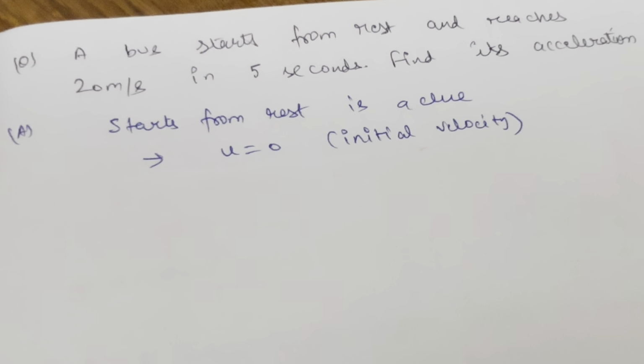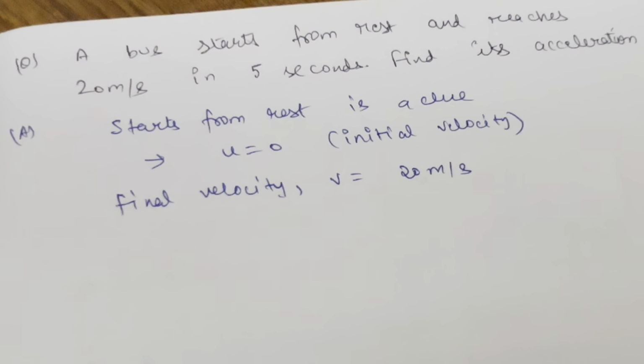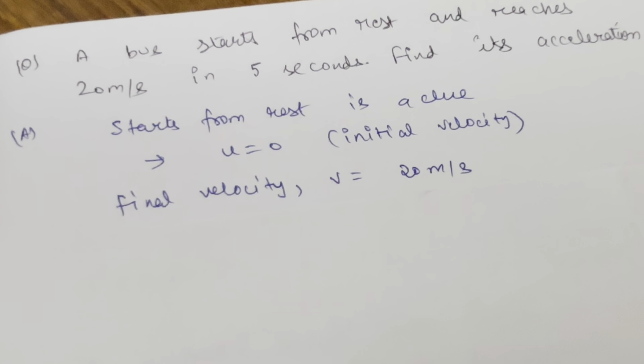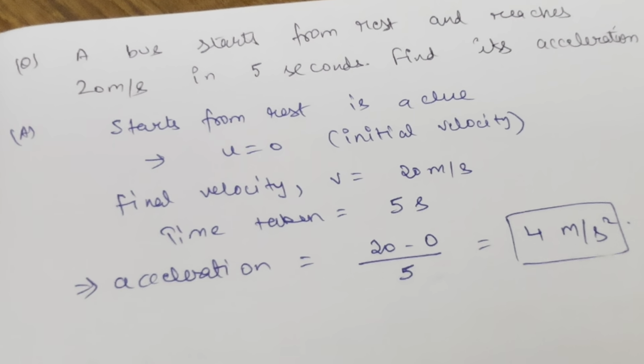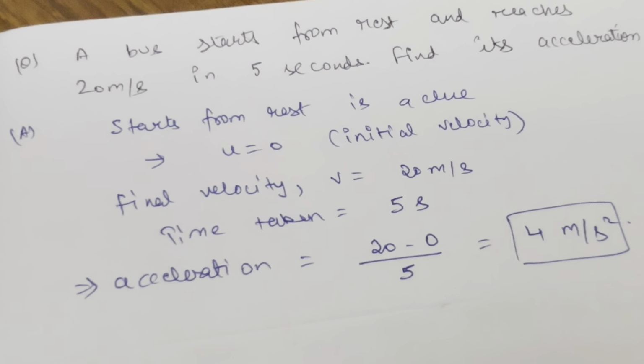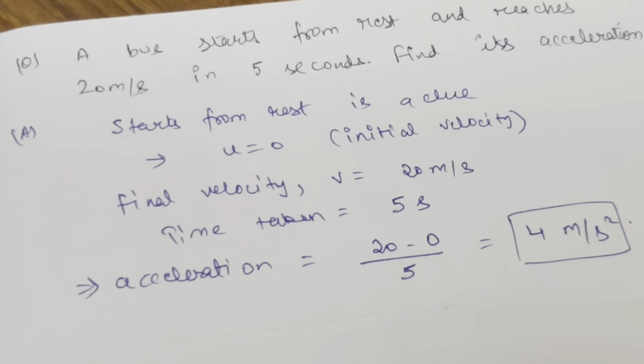So we have everything to calculate acceleration. We have final velocity, which is 20 meter per second. We have initial velocity, which is zero. And we have time, 5 seconds. So what is acceleration? Final velocity minus initial velocity over time. 20 minus 0 over 5, which is 4 meter per second square. So we have acceleration, which is 4 meter per second square.